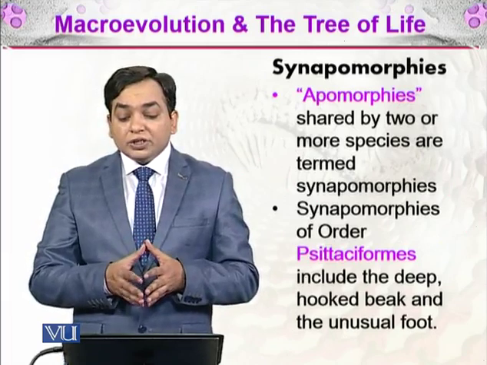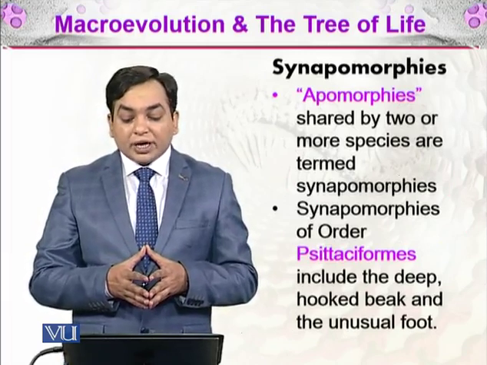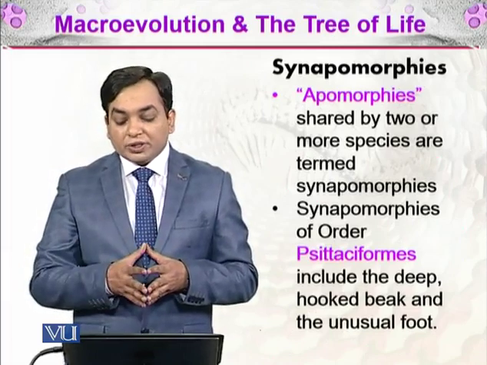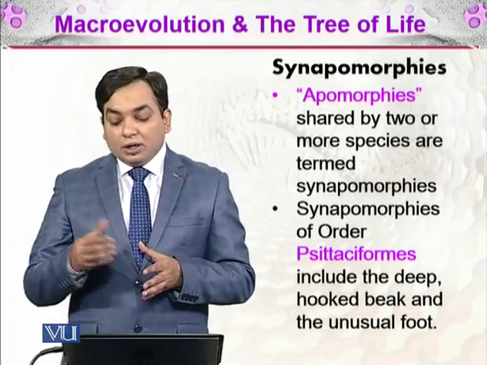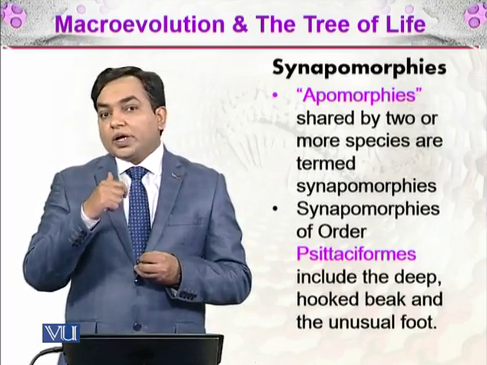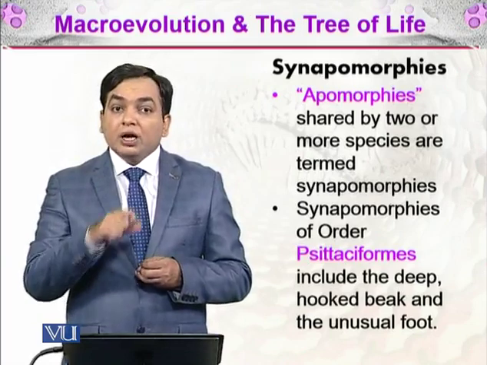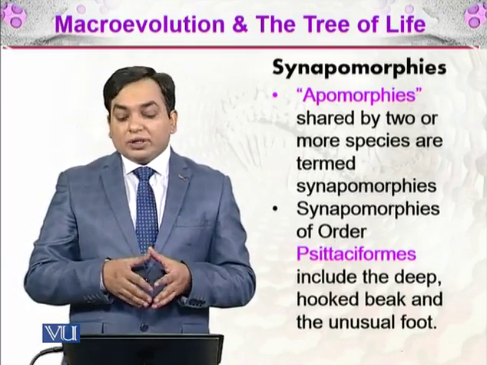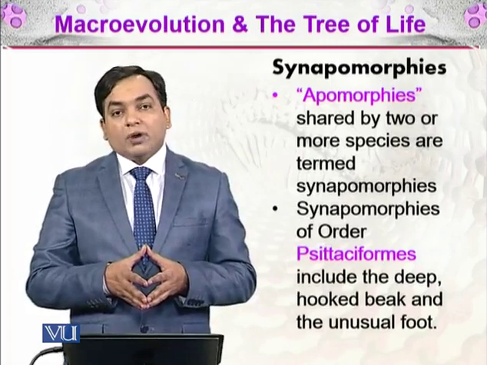So apomorphies shared by two or more species are termed synapomorphies. The synapomorphies of order Psittaciformes include the deep hooked beak or the unusual feet. So that beak is not only characteristic of a single species, but also more than one species. So when that is happening, we call that synapomorphy.